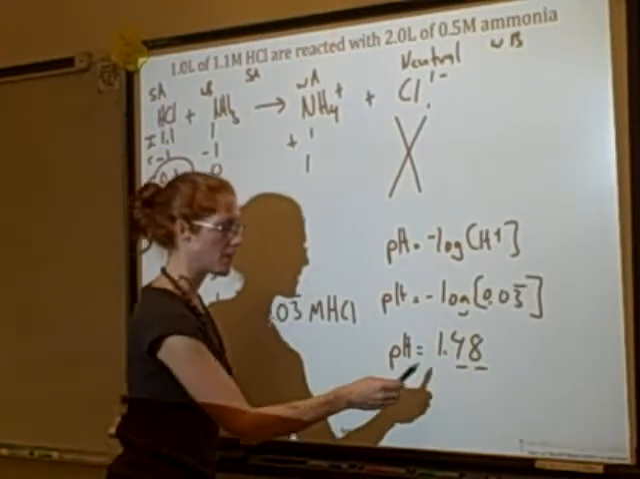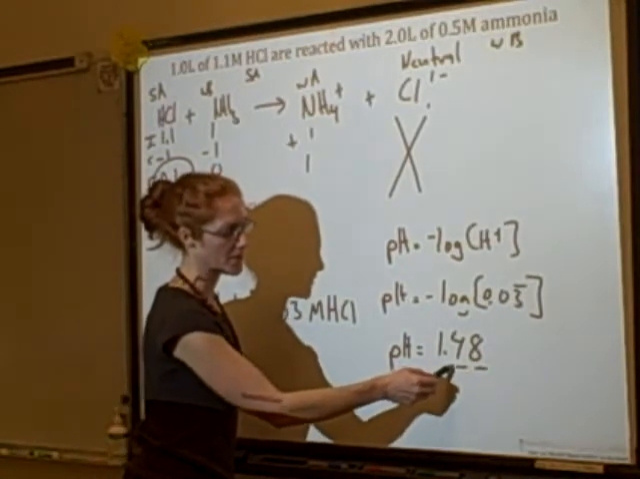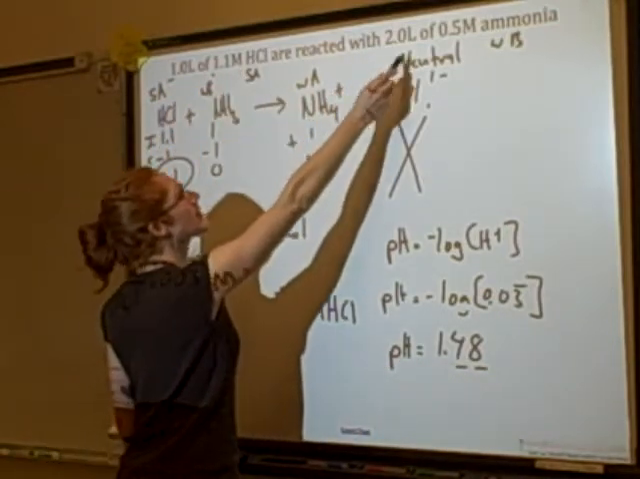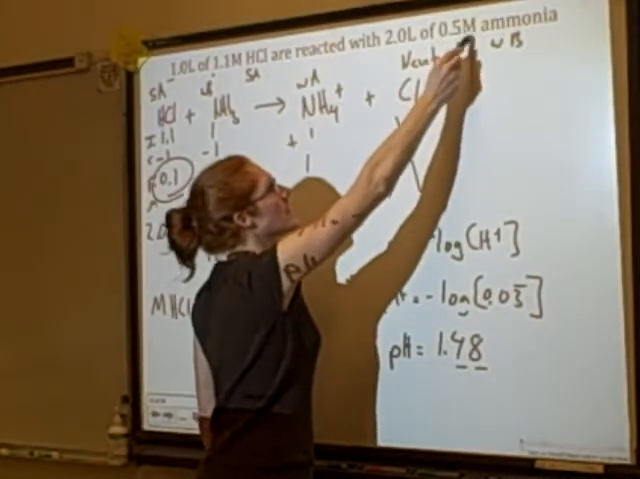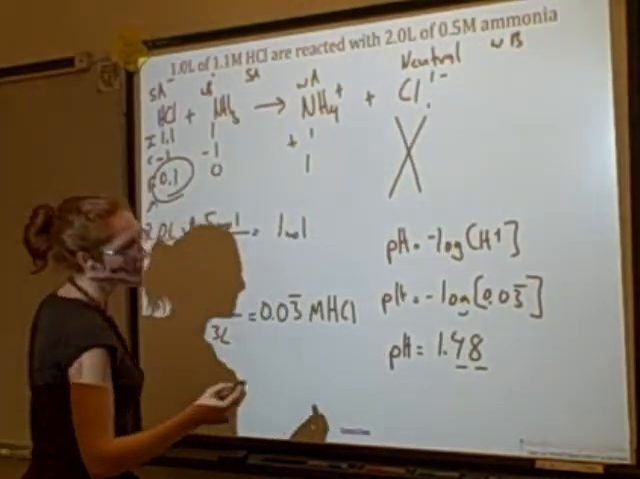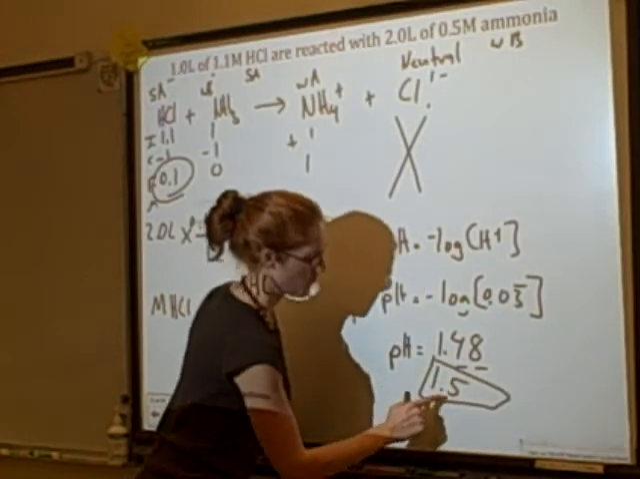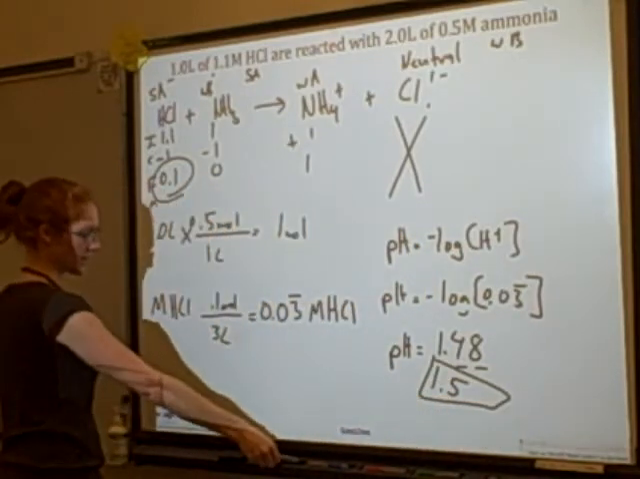I rounded to 2 sig figs. pH is a little weird. The only digits that are significant are the digits after the decimal. So these all had 2 sig figs. Oh, 1. I take it back. I only had 1. So I'm going to make this 1.5. Final answer. 1 sig fig, 1 digit after the decimal place.